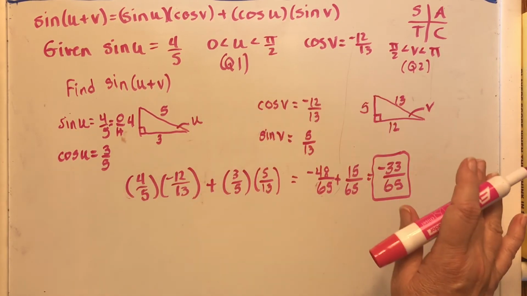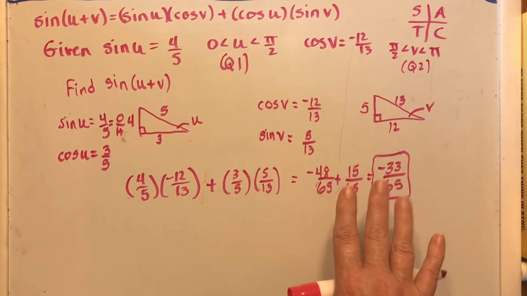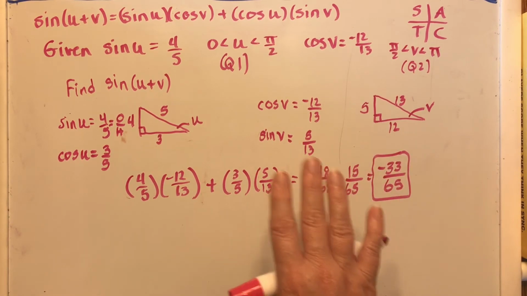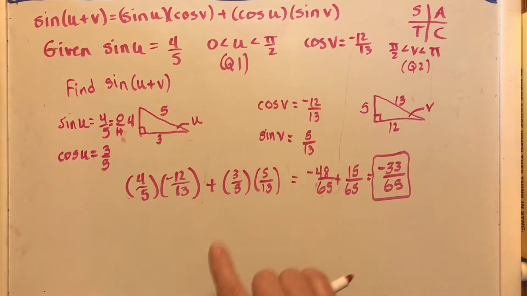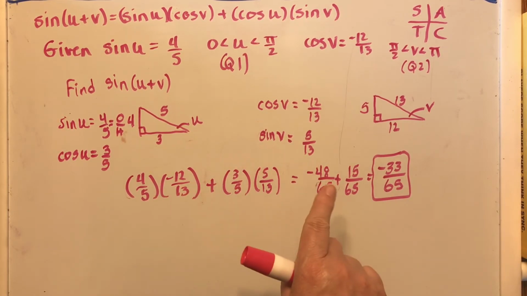So we did this whole problem without ever even knowing what angle U and angle V were. So the 2 examples we did previously, although we're using the same formulas, they were very different type problems. So make sure you notice what's given.